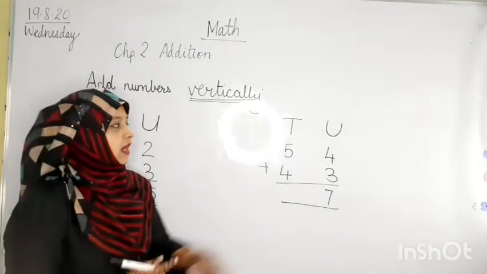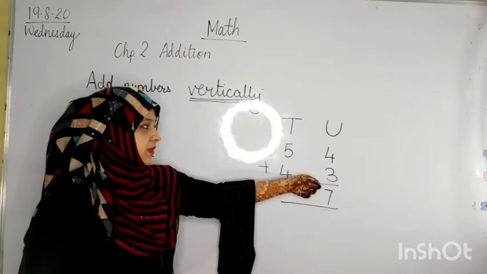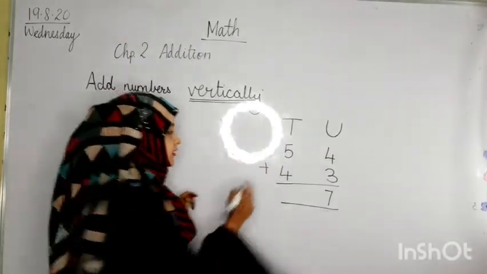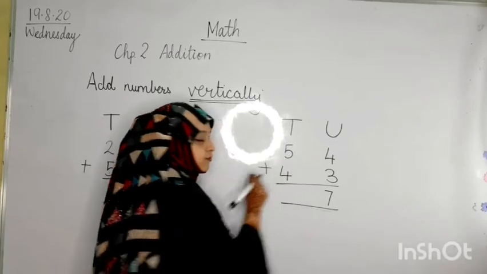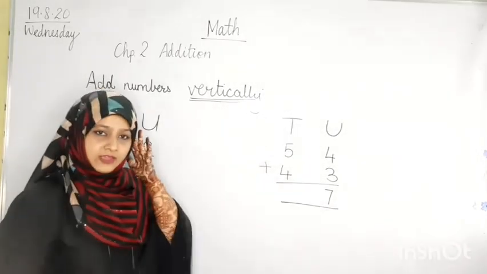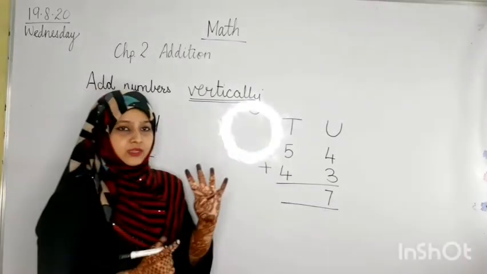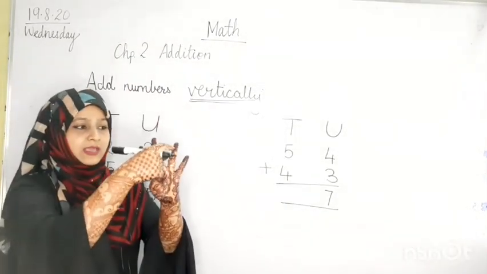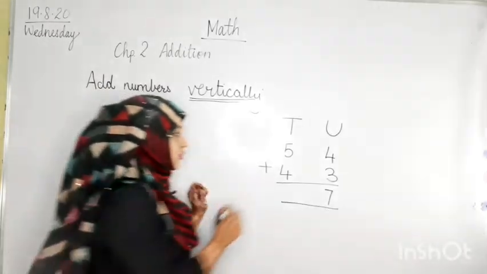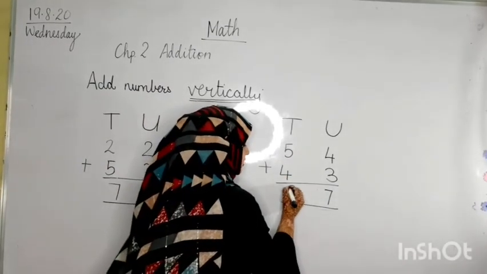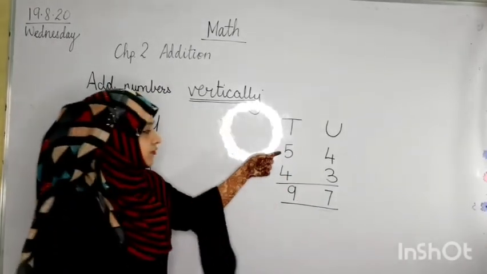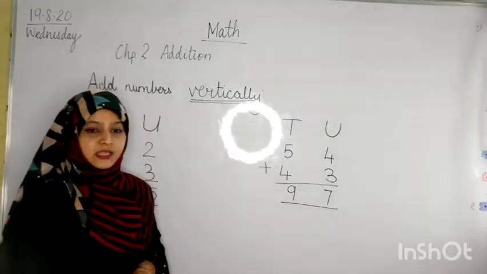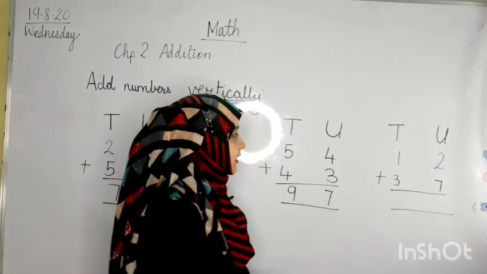Yes. After I am done with the units place, I come to the tens place. The numbers in the tens place are 5 plus 4. 5 in my mind, 4 on my finger. After 5 I am going to count 6, 7, 8, 9. So 5 plus 4 gives me 9. So 54 plus 43 gives me the answer 97. Let's take one more example.